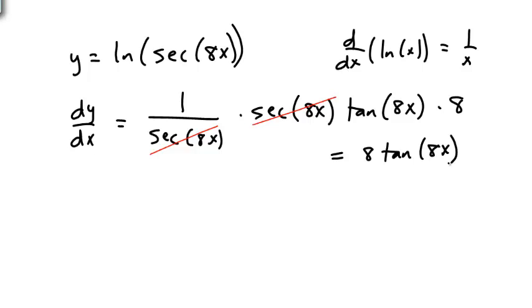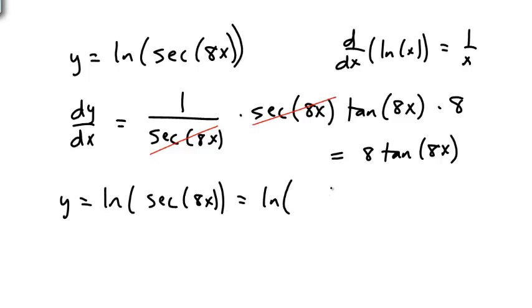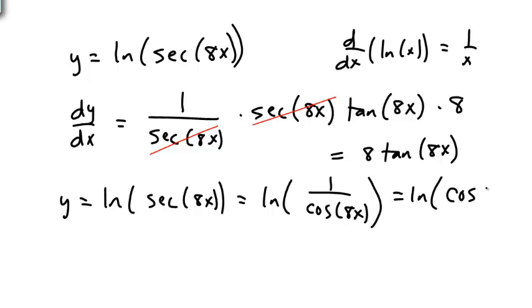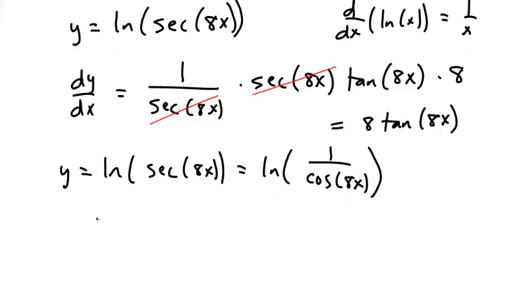Why? Well, because the natural log of the secant of 8x is really the natural log. Secant is 1 over cosine of 8x. And that is the natural log of cosine. I'm running off to the edge here. This is the natural log of cosine of 8x. You're going to hate me for this, but to the negative 1 power.